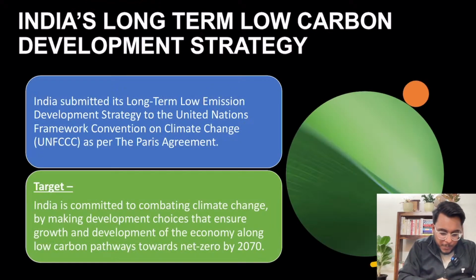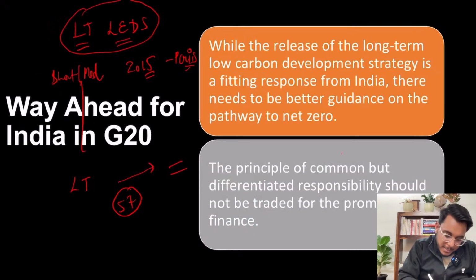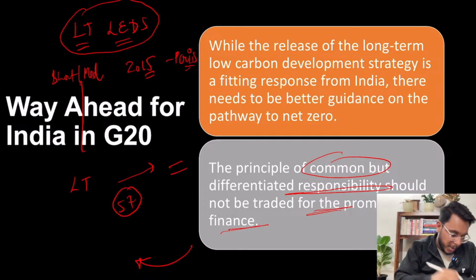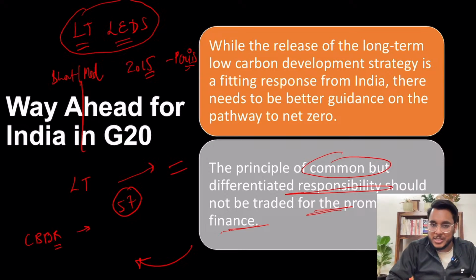Basically, in this particular strategy, what are the features we are going to discuss? But before that, the principle of common but differentiated responsibility should not be traded for the promise of finance. Now understand this particular point, it is a very important point. Common but differentiated responsibility is the principle in the climate change negotiations that has been adopted. It simply means that climate change is a common problem. Number one, to reduce carbon emission and resolve the problem of climate change is a common responsibility, but at the same time it's differentiated, meaning the responsibilities of different countries are not the same. In this context, developed countries have more responsibilities, developing countries have less responsibilities.